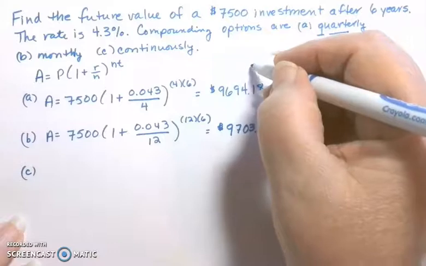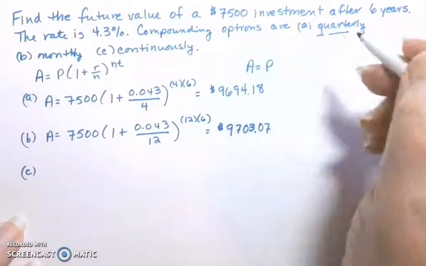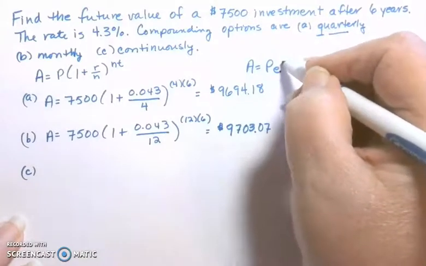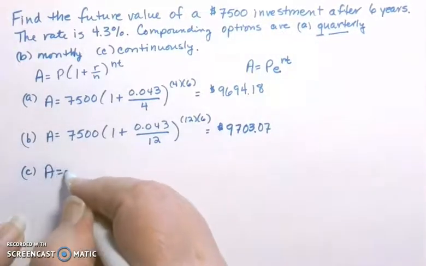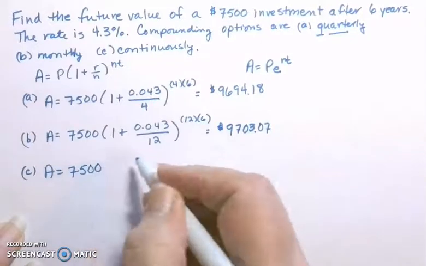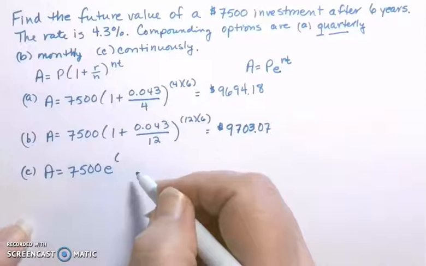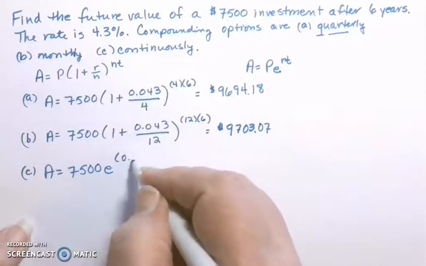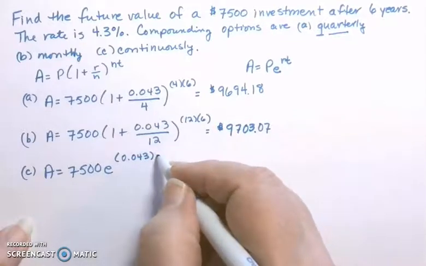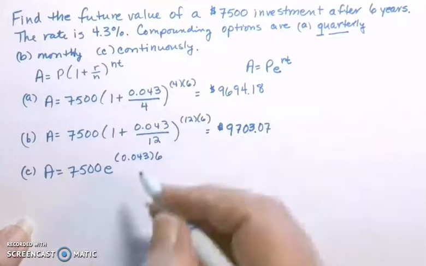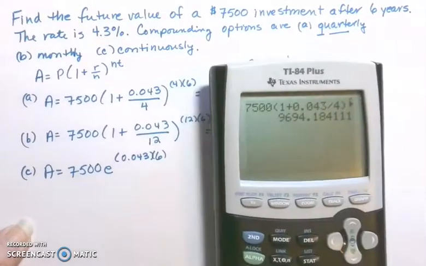If it's compounded continuously, that accumulated amount, or that future value, is equal to our principal times e raised to the rt power. So our principal is still 7,500, and we have e raised to the, I'm going to put this in parentheses because now I'm using my rate, 0.043 times my time, which is still 6 years. Multiply those two together. Let me show you what that looks like in the graphing calculator.